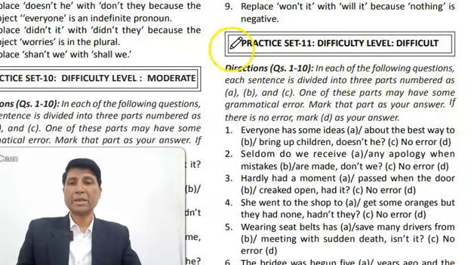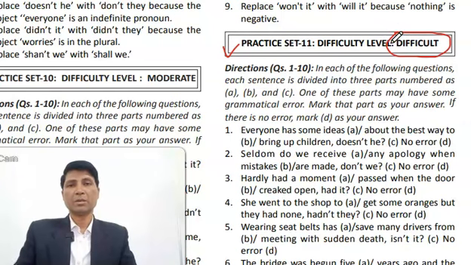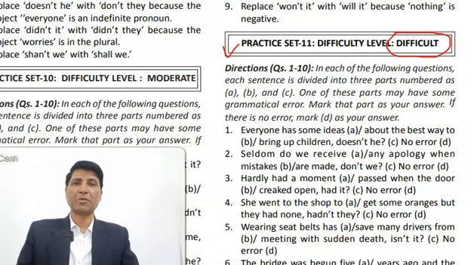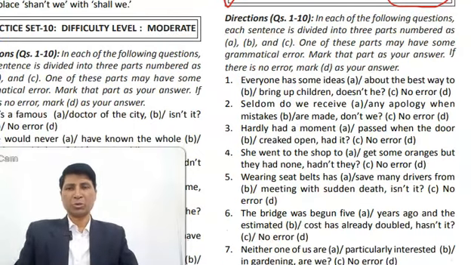Now let us do practice set number 11, and as you can see the difficulty level of this practice set is difficult. It means it is more difficult in comparison to the ones that we have already done, practice set number 9 and 10. But if you keep surefire shortcut trick number 3 in your mind and you have mastered the steps, then it will not be difficult for you to solve these questions. Have a look at the first question, and I would advise you to pause the video, do the questions on your own, and then watch the explanation.